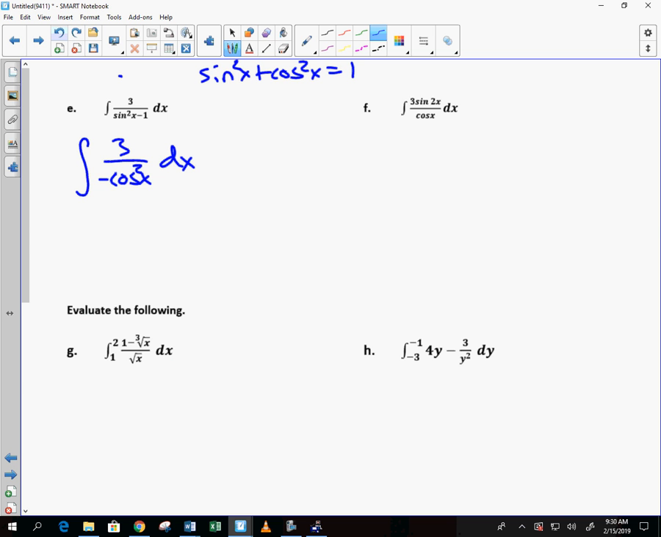My good friend Cole Inderly just spoke up and said, well, I know what 3 over negative cosine squared is. That would be negative 3 secant squared of x dx. And Cole is very excited about secant squared because he knows that what do you take the derivative of to get secant squared? You take the derivative tangent, so we have negative 3 tangent of x plus a constant.